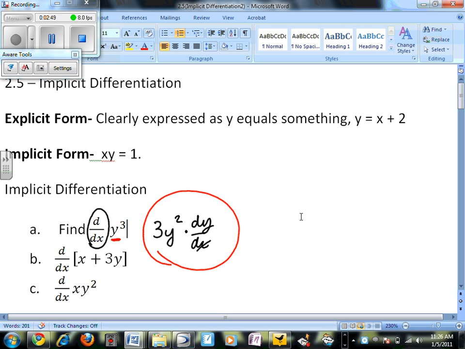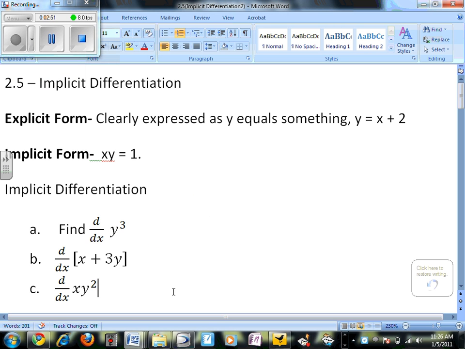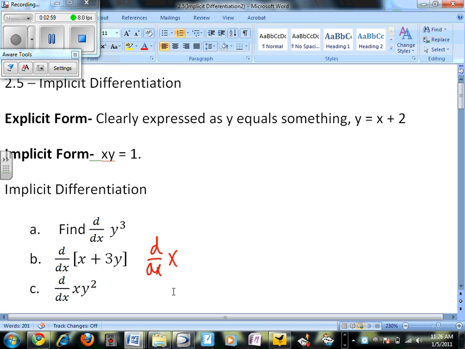So looking at b here, we take the derivative with respect to x of x and the derivative with respect to x of 3y. We can do these separately. We can just take the derivative like we normally do. Since this is just an x, we don't have to change anything. We're taking the derivative with respect to x, and this term has an x, so we just take the derivative. The derivative of x is 1.